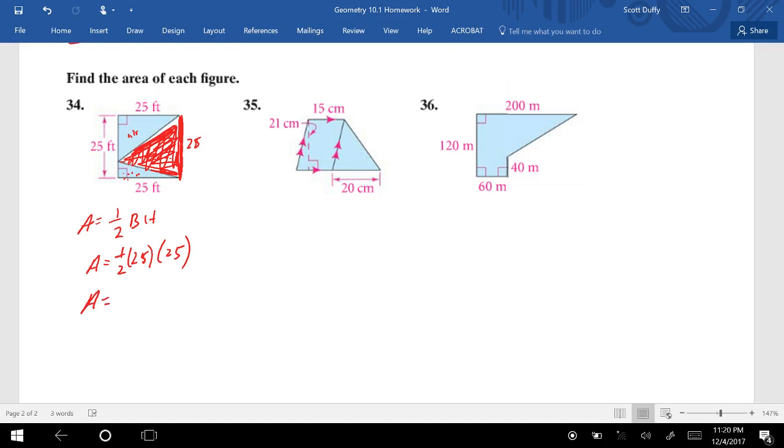And I get 312.5. And that will be square feet. Now that is just one way you can think about it. If you're more algebraic, we can do it another way.